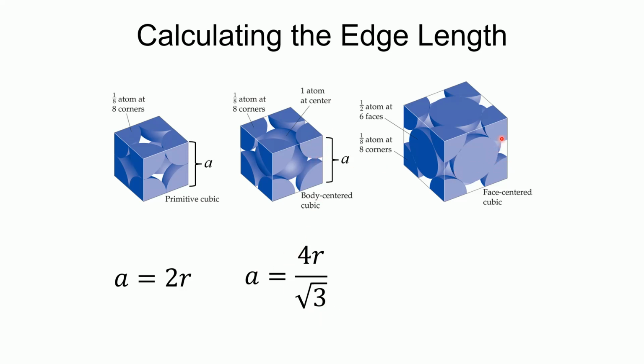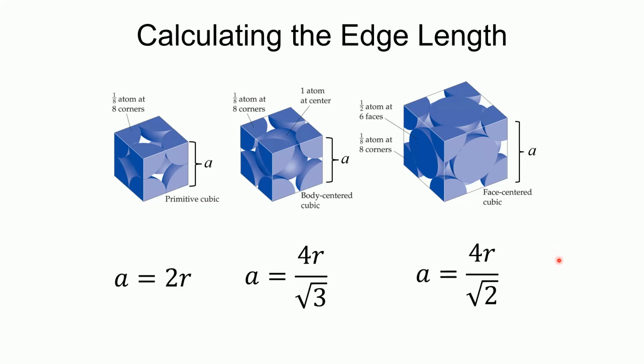And then for face-centered, the math is a little bit easier. You only have to do the Pythagorean theorem once, but the distance from this corner over to here is equal to 4r. And since that's equal to 4r and each of these is a, you plug that into the equation and you can solve for a, and you can get a is equal to 4r over the square root of 2.